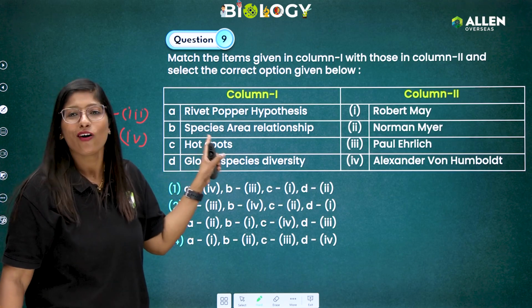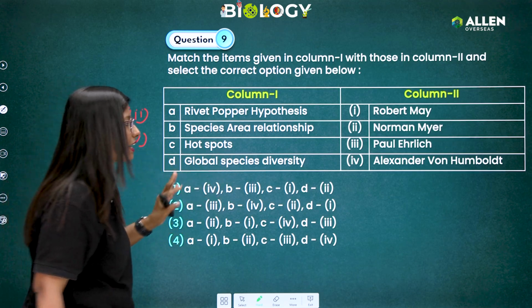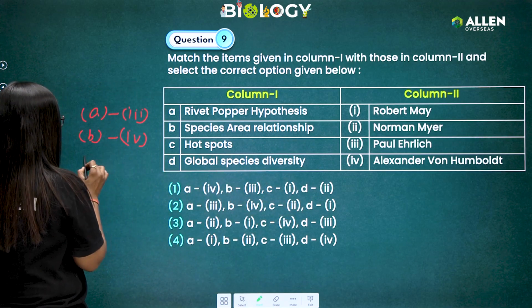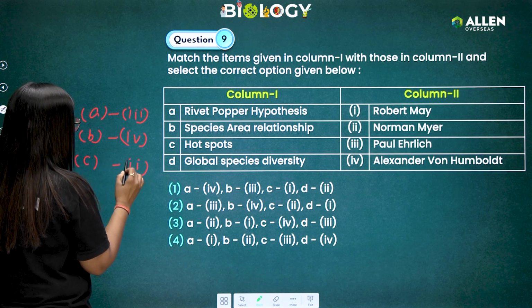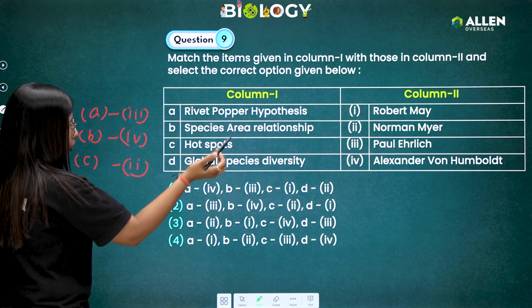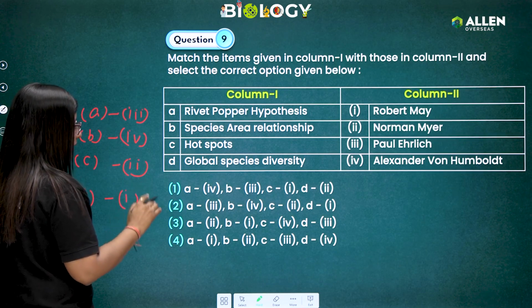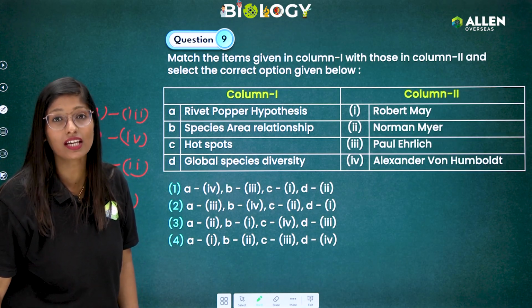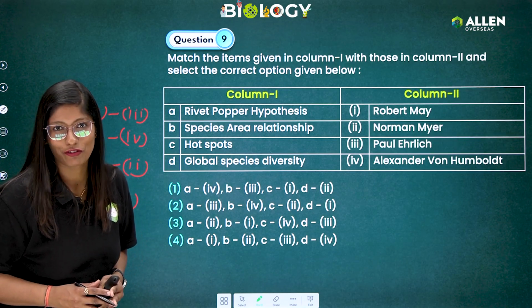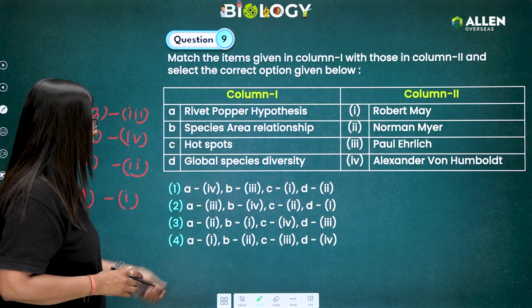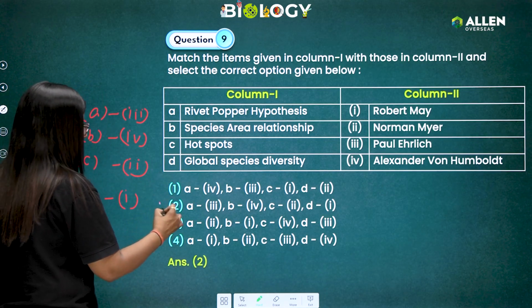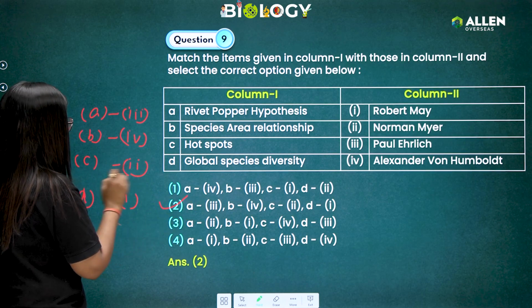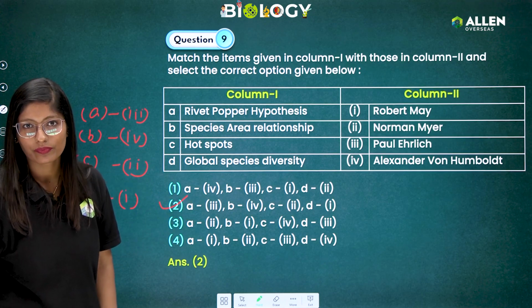Now hotspots were first of all described by Norman Myers. So C goes with option number 2 and D goes with option number 1, Robert May, who told about the global species diversity, which is estimated to be 7 million, if you remember, right? So here, if we'll match the options, you are going to find that answer will be option number 2, A3, B4, C2 and D1. Okay?